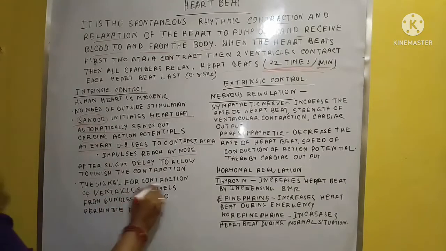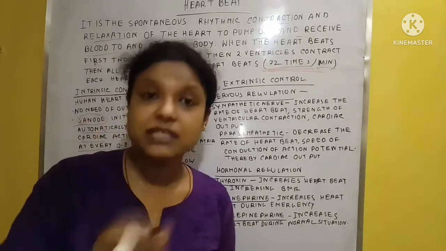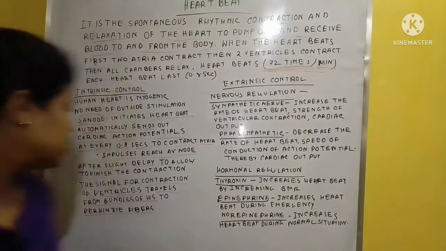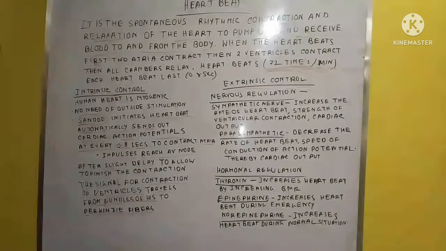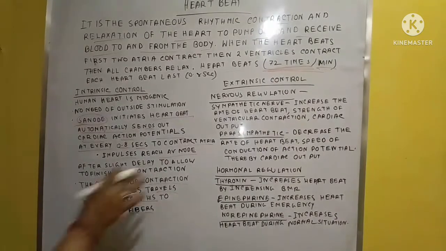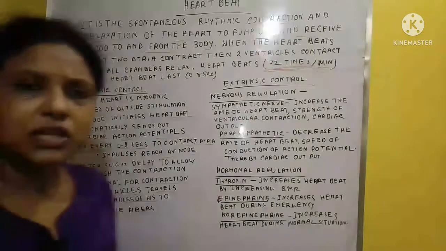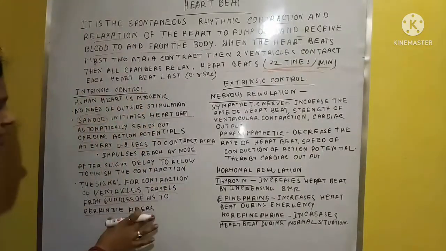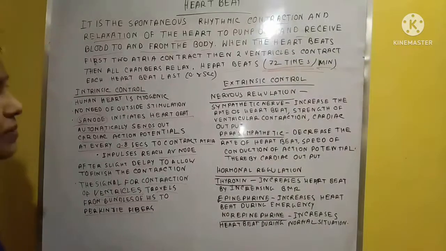The signal for the contraction of the ventricles travels through the bundle of HIS and the Purkinje fibers. The bundle of HIS and the Purkinje fibers are very important for the completion of the ventricular contraction. Clear? Here the AV node is also responsible, but the AV node does not fully help to contract the ventricles, because the Purkinje fibers and the HIS bundle are also important for the contraction of the ventricles.